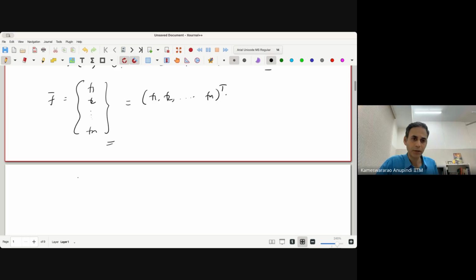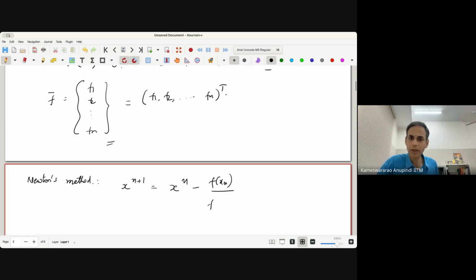Now let me rewrite the Newton's method as we have learned. In Newton's method, we have said x at n plus 1 equals xn minus f of xn divided by f prime of xn. We have basically said that the tangent is going to be a good approximation of the function in the neighborhood of the guess value, that is xn.